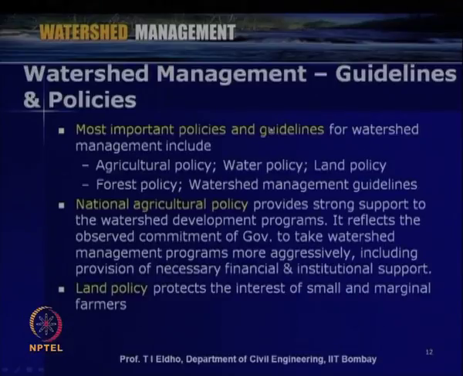So, some of the guidelines and policies while making the water legislation are listed here. The most important policies and guidelines for watershed management include various resources: land, water, agricultural or forest management, all these aspects we have to consider. So, the watershed management policies should include first of all agricultural policy. Agriculture policy means there should be a national agriculture policy which provides strong support to the watershed development programs, and it should reflect the observed commitments of government to take watershed management programs more aggressively, including provision of necessary financial and institutional support.